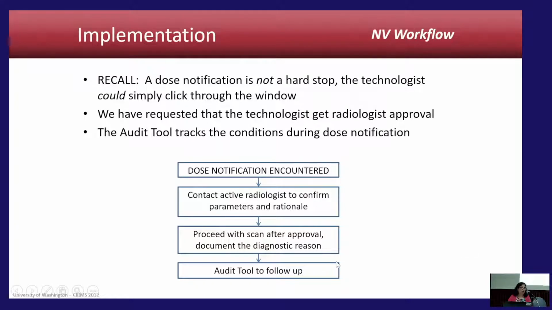But you have to document the diagnostic reason. Metal hardware in the patient, that's why we are increasing the dose, or whatever the reason might be. And then you have an audit tool on the scanner, which we look at periodically to make sure that our alert values are making sense or not.